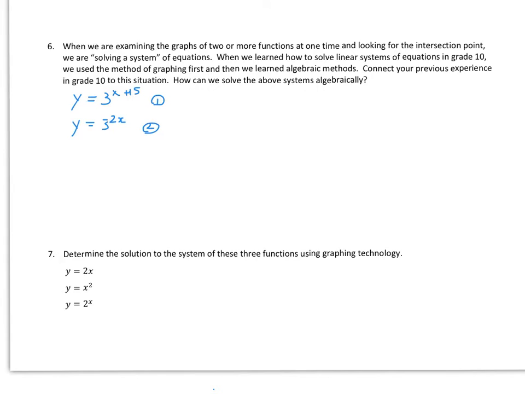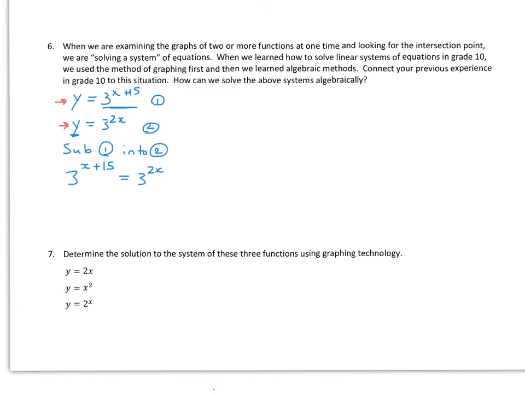So I have both of these equations already solved for y. A y equals here and a y equals here. I'm going to take and substitute equation 1 into equation 2. So where we see the y in equation number 2, I'm going to replace it with this 3 to the exponent x plus 15. So we get 3 to the exponent x plus 15, and that is equivalent to 3 to the exponent 2x, because at the point of intersection the y values are equivalent to each other.